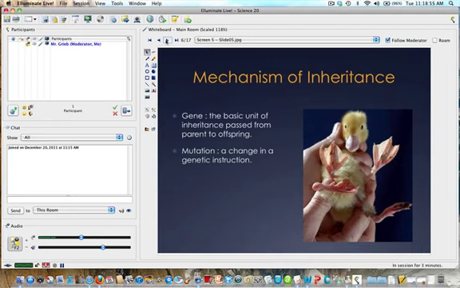So, mechanisms of inheritance. Inheritance is passed on through genes. The basic unit of inheritance passed on from a parent to offspring is the gene. Mutation is a change in the genetic instructions. So, it's going to be a change in the DNA code that the gene is made of. And here you see a mutation. You've got a duck with lots of extra feet. That's creepy.